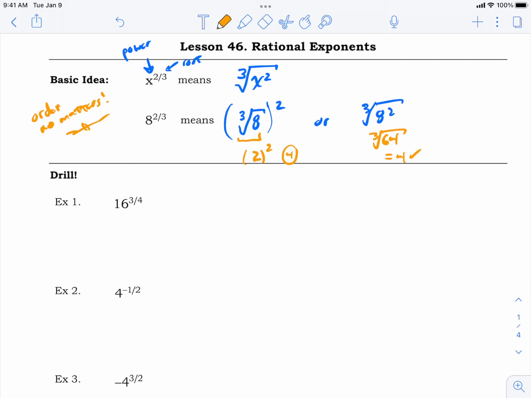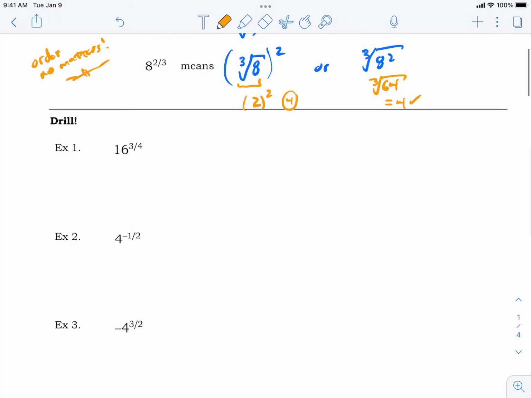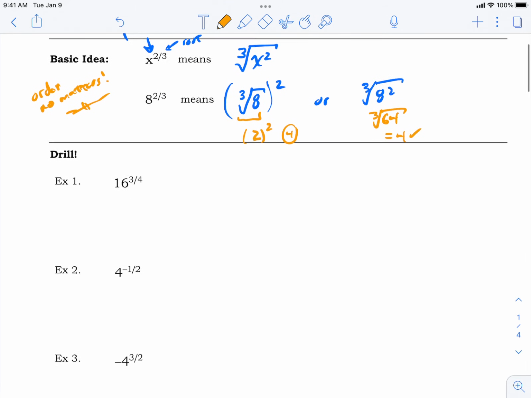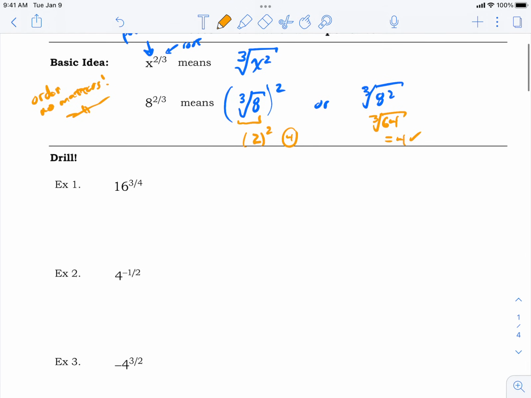Now it takes a little getting used to, and that's why I've got a lot of examples on page 1. What do I got? 5 examples? I got 5 examples on page 1 where all we're going to do is evaluate numbers that have fraction exponents on them. So this one, see if you can figure that out just by looking at it.